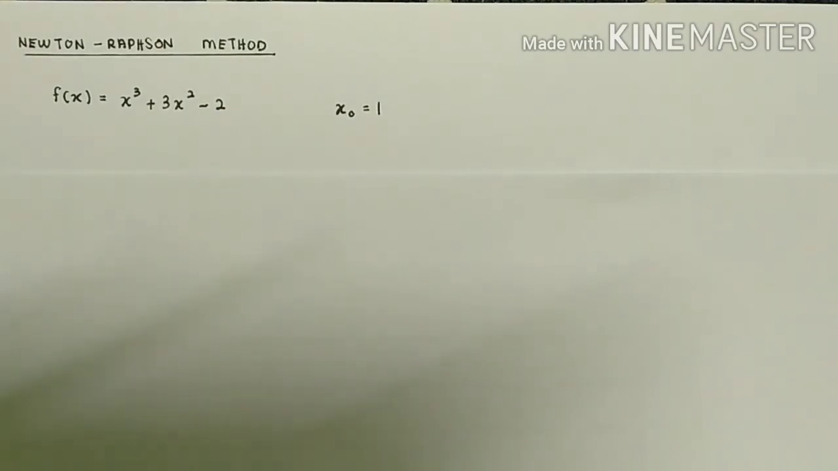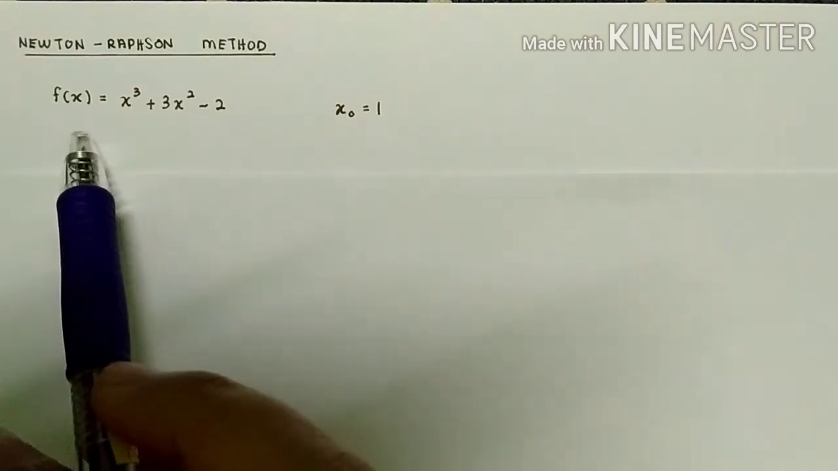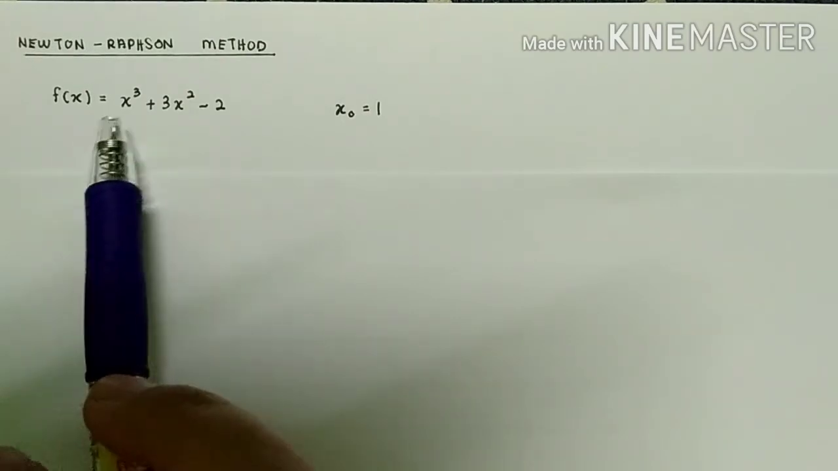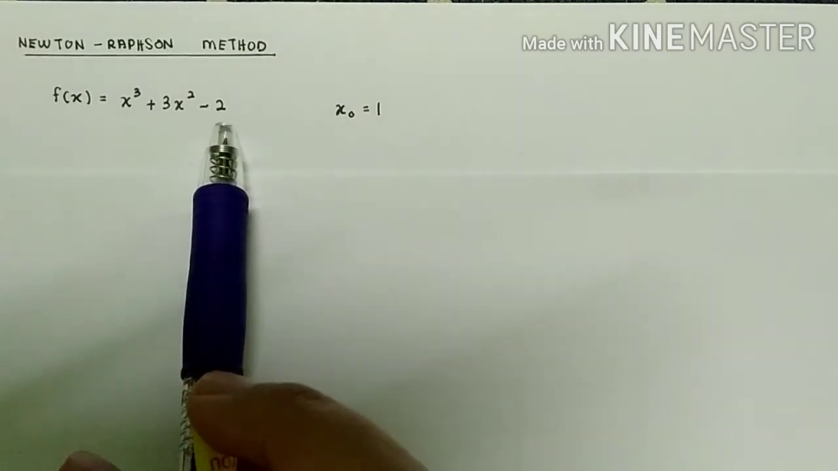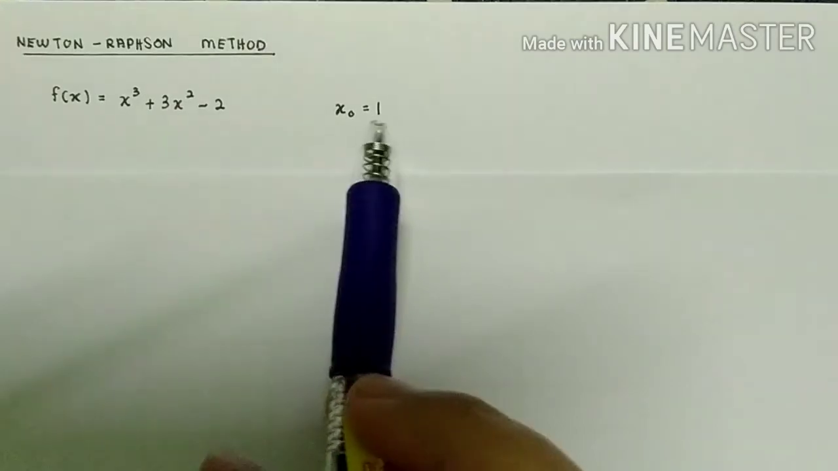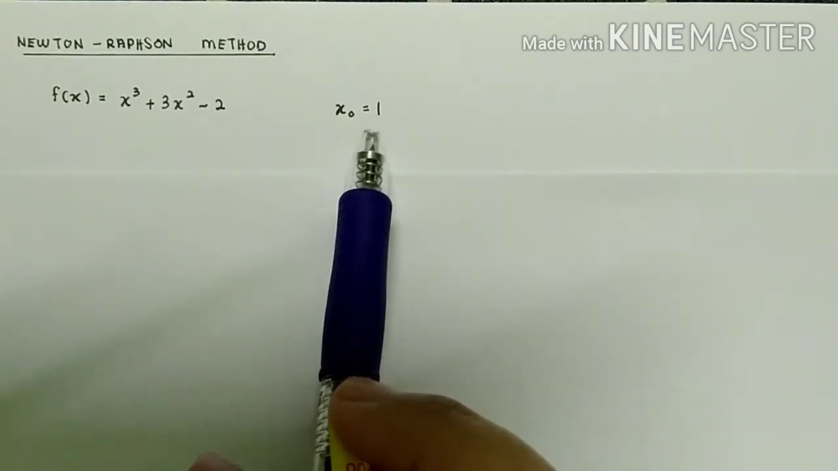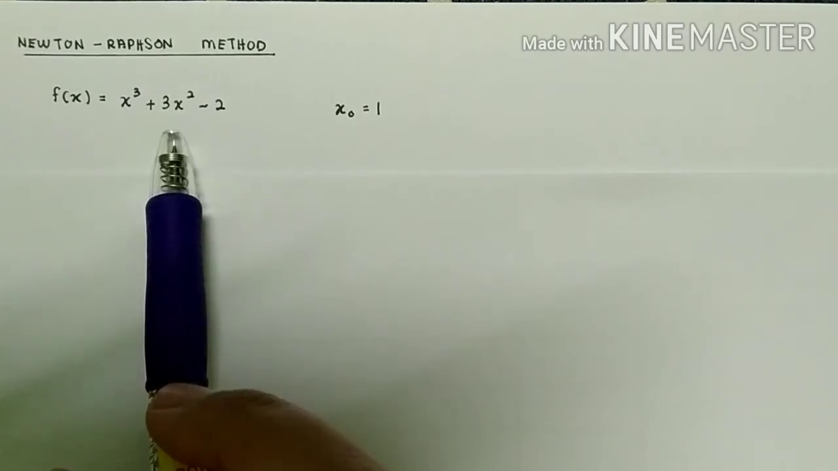So our topic for today is solve polynomial equation by using Newton-Raphson method. So for example, this polynomial equation f(x) equals x cubed plus 3x squared minus 2, and given that the initial value of x is 1, we have to solve this polynomial equation by using Newton-Raphson method, and we have to give the answer correct to 3 decimal places.